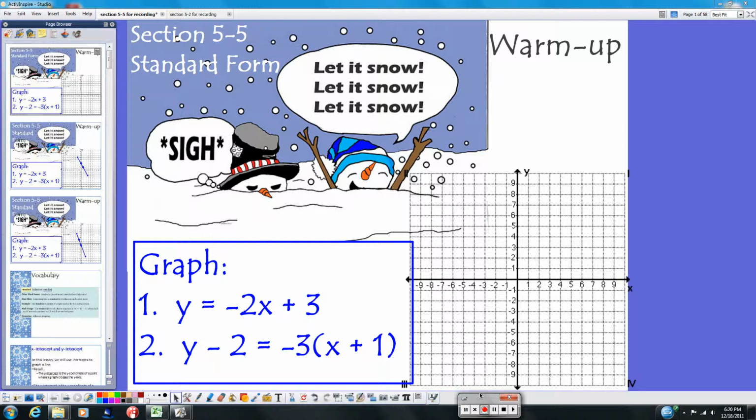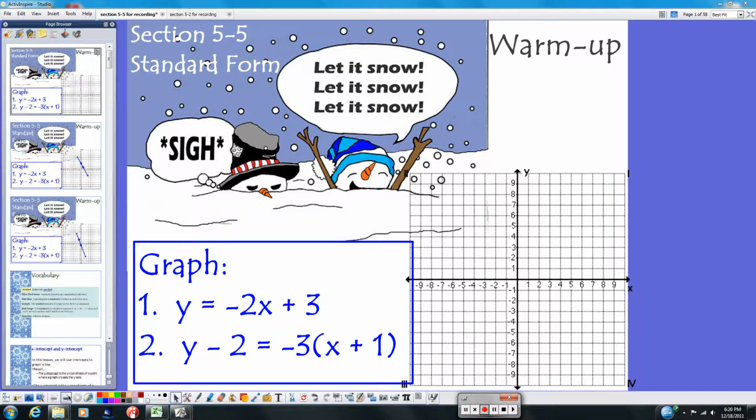Welcome to section 5.5. In section 5.5, we're going to take a look at standard form. Before we get started with standard form, let's review how we graphed in slope-intercept form and point-slope form. So take a moment and go ahead and graph these two equations.